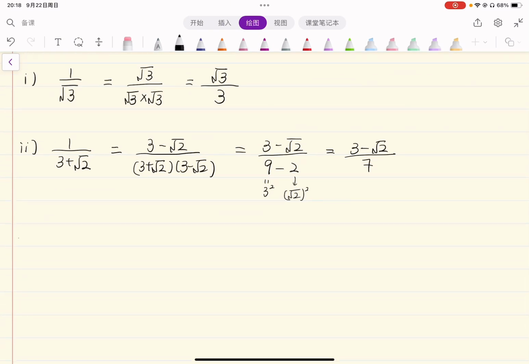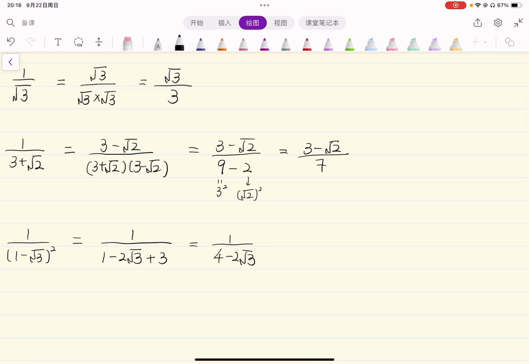Let us do the third one. So 1 over 1 minus square root of 3, and square that. How do we do that? Firstly, we need to expand the bracket. We get 1 over 1 minus 2 square root of 3 plus 3, which equals 1 over 4 minus 2 square root of 3. And then we can use our rules to rationalize it.